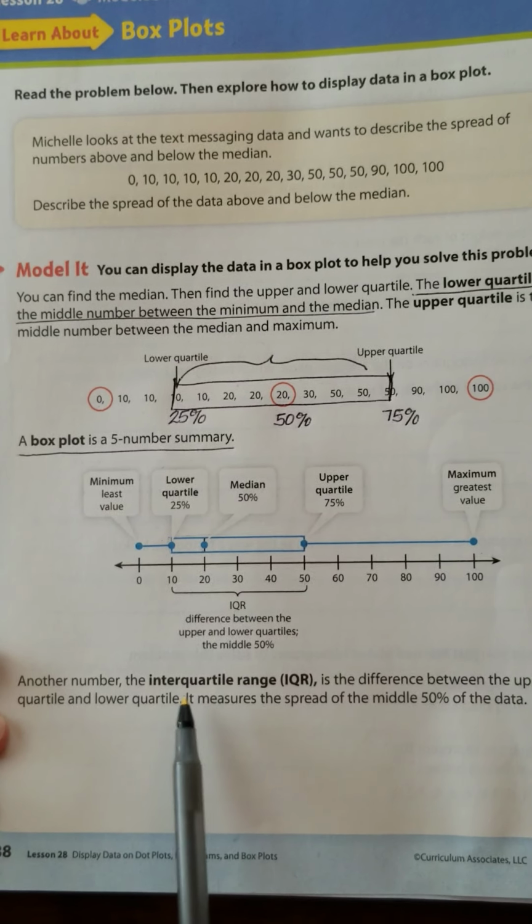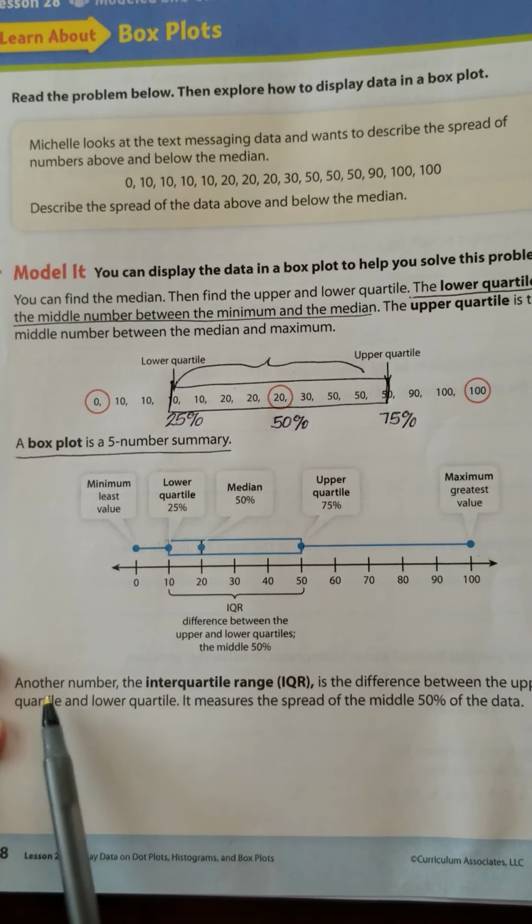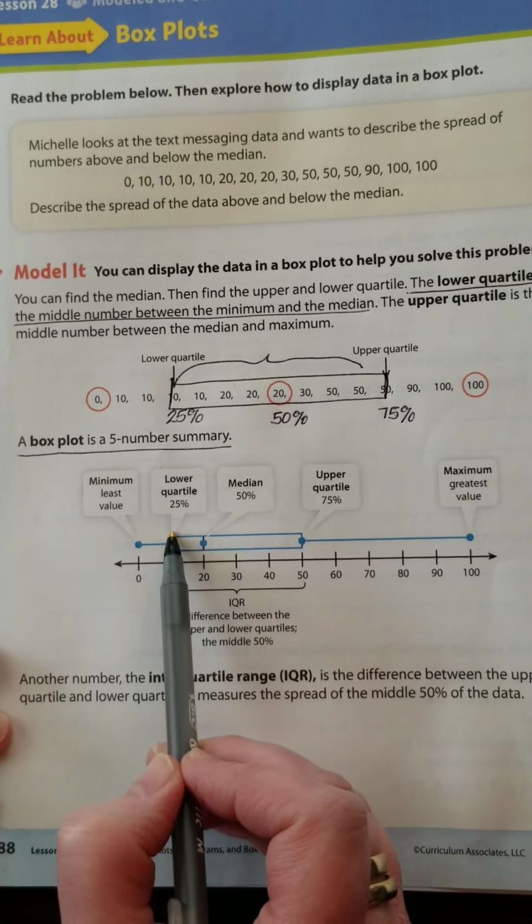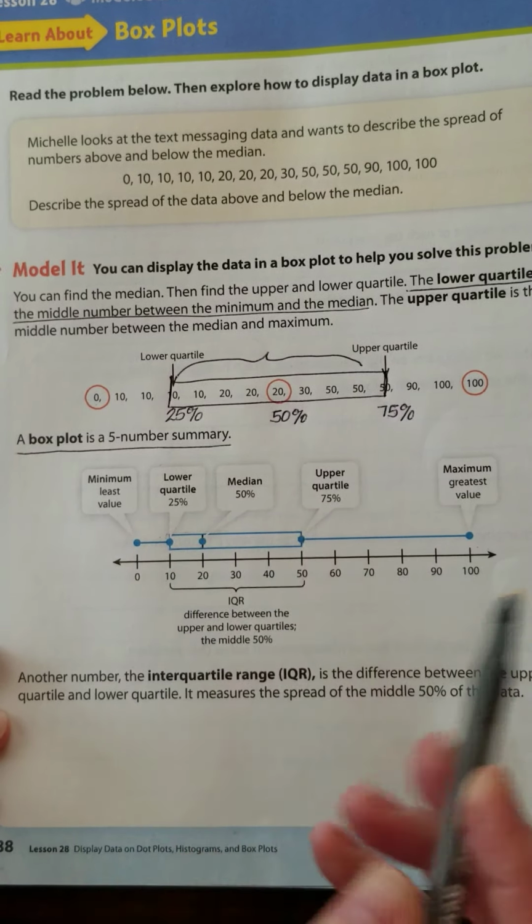So if you go down here to the bottom, it says another number, the interquartile range, or IQR, is the difference between the upper quartile and the lower quartile. And we just found that right there in that box. So let's underline it so we don't forget it. IQR is the difference between the upper quartile and the lower quartile, and it measures the spread of the middle 50% of the data.